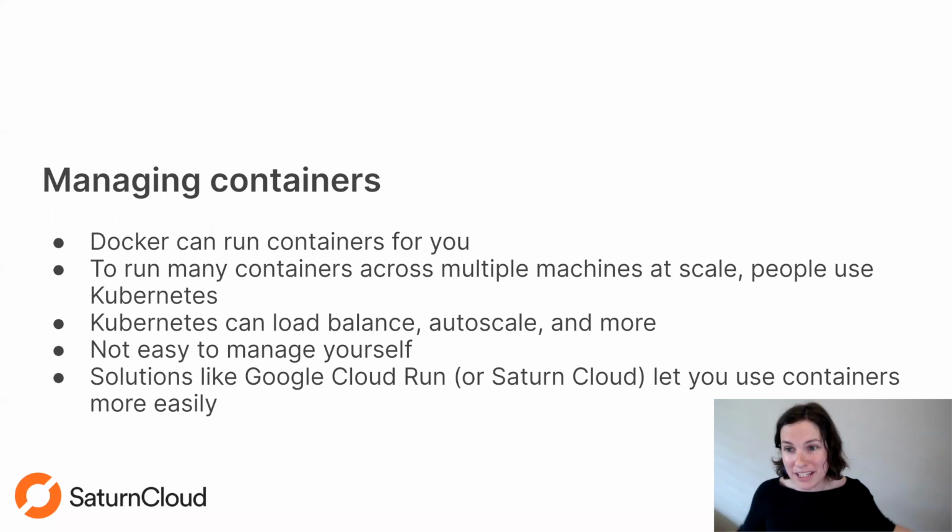And then if you want to manage a lot of these, Kubernetes and other tools exist to do all sorts of scaling and shifting around and auto restarts and stuff. They're kind of a hassle to manage yourself, I would say, as a data scientist. So you could use a product like Google's Cloud Run or Saturn Cloud if you want to use Docker containers, but you don't want the hassle of managing your own Kubernetes cluster.